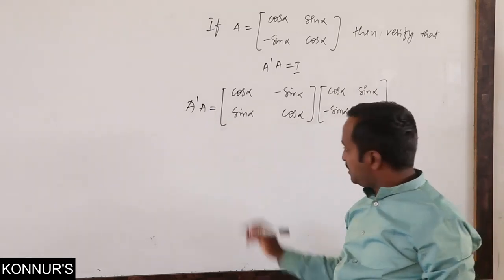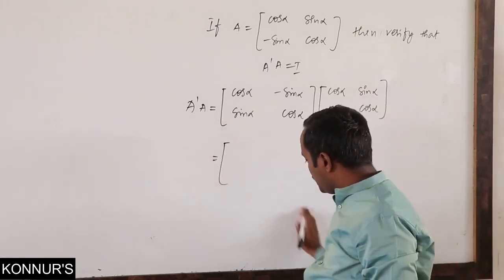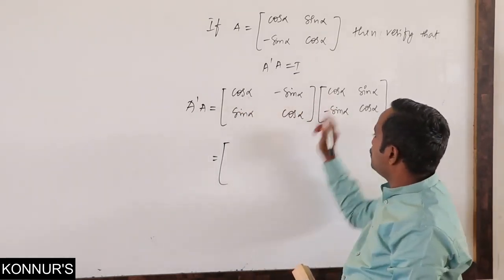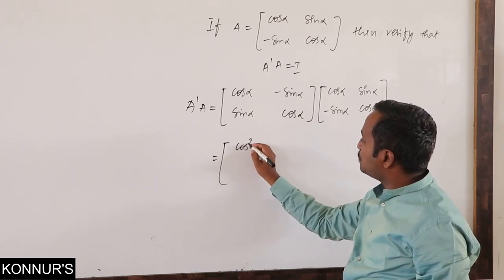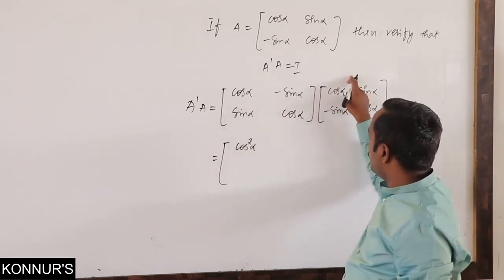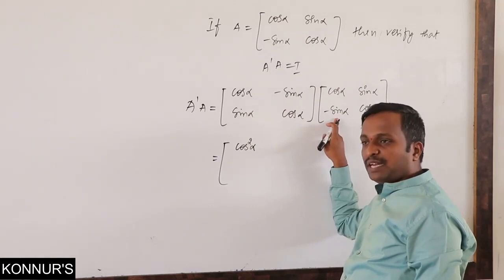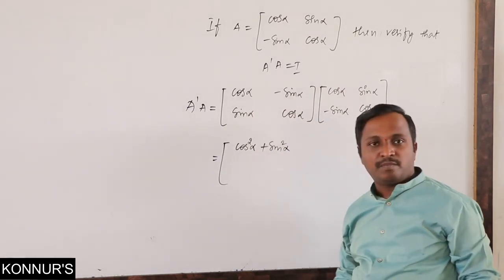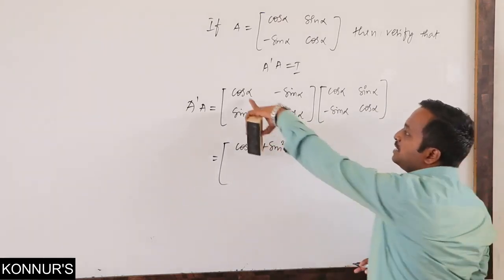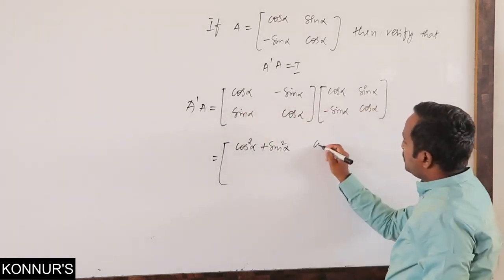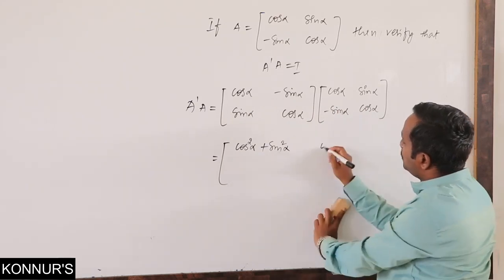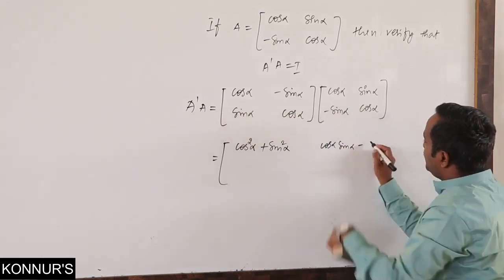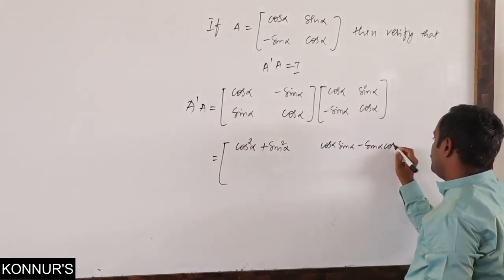Matrix multiplication is easy to calculate now. How to calculate? First row into first column: cos alpha into cos alpha becomes cos square alpha. Move down: minus sign into minus sign becomes plus sin square alpha. So cos square alpha plus sin square alpha, first row first column over. Next, cos alpha sin alpha, keep as it is here, cos alpha sin alpha. Next, minus into plus is minus, sin alpha cos alpha.